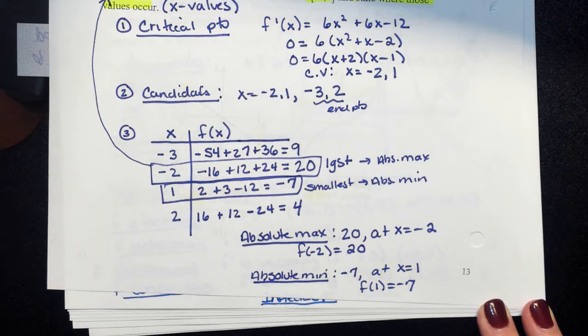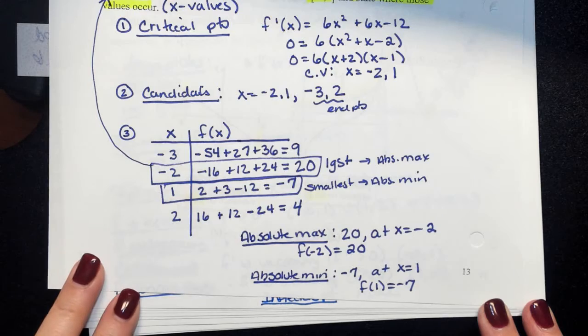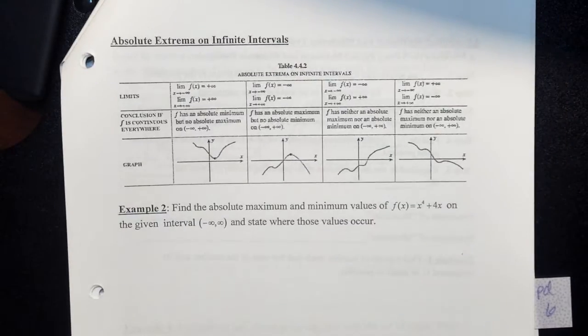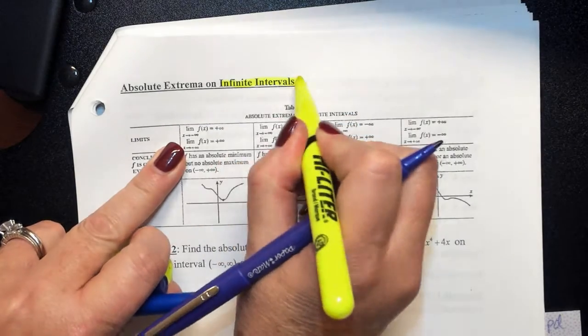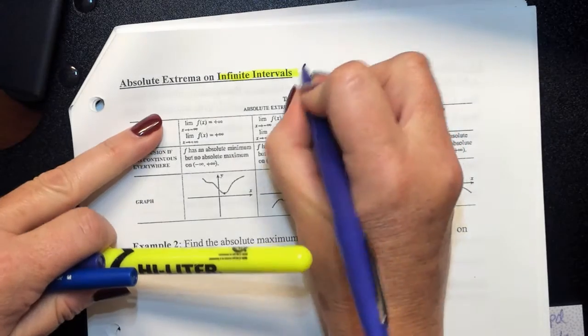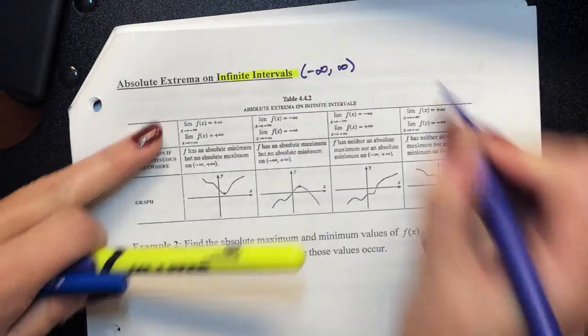All right, any questions on when you have a closed interval, how you can calculate absolute max and min? All right, so like I mentioned, you may also have to calculate absolute extrema on infinite intervals, meaning that you have negative infinity to positive infinity.